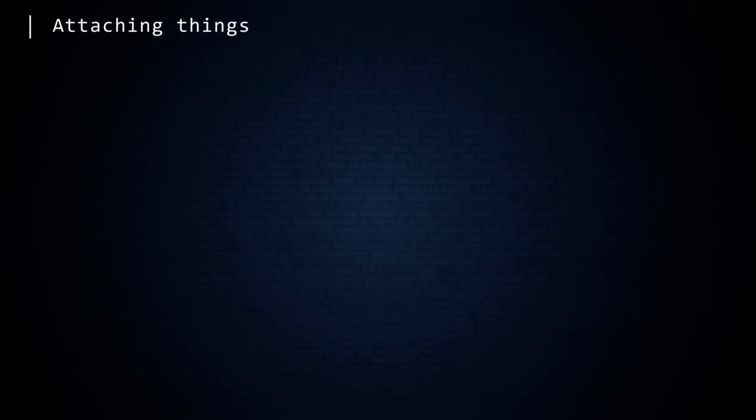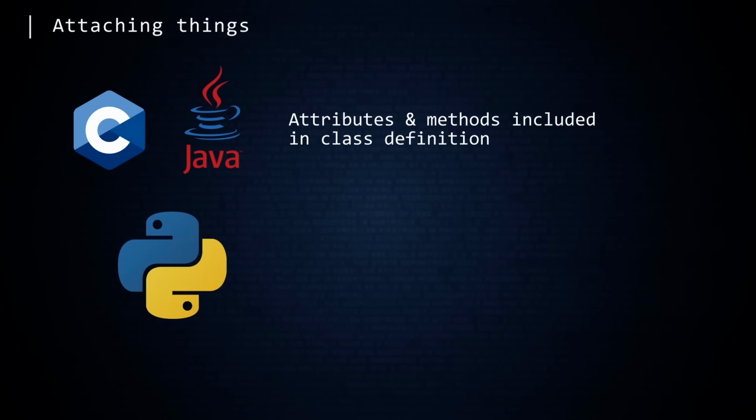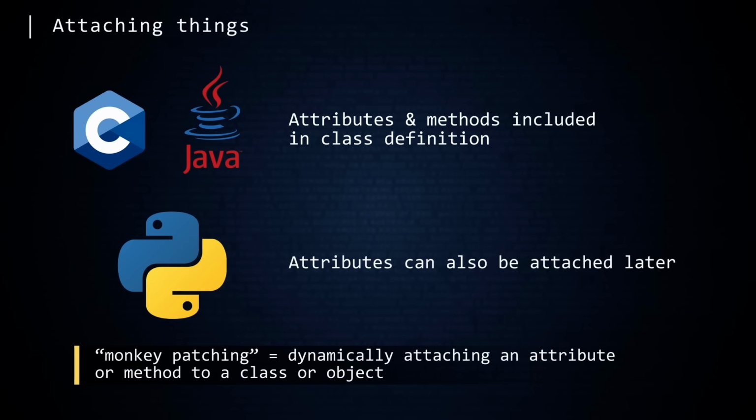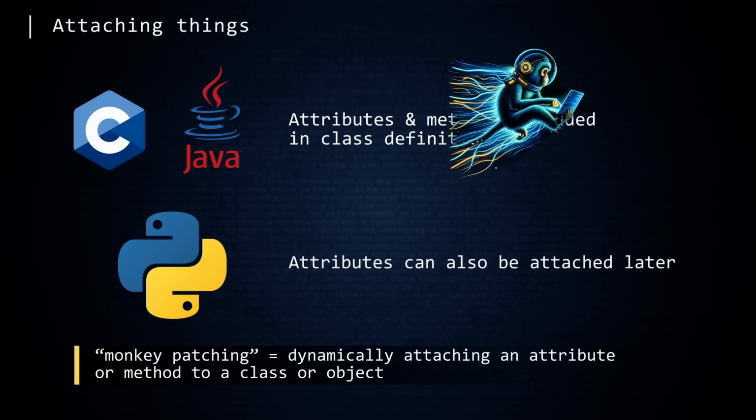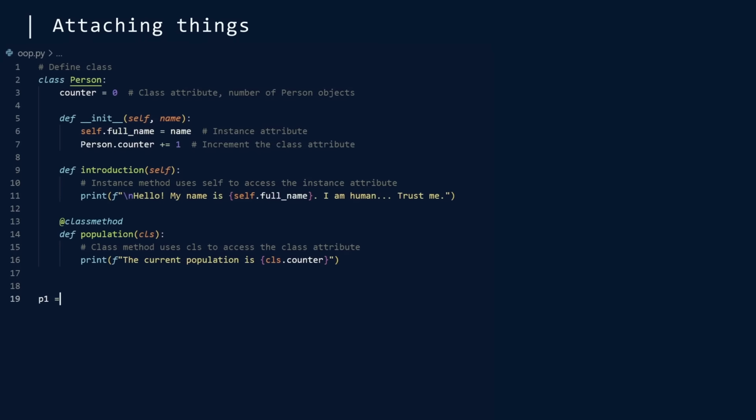In all the previous examples, we included the attributes and methods in the class definition. This is typical of languages such as C or Java. But Python is different. Attributes and methods can be defined inside the class, but they can also be attached later. Dynamically attaching an attribute or method to a class or object is called monkey patching. I shall demonstrate. We create a person. We create another person.